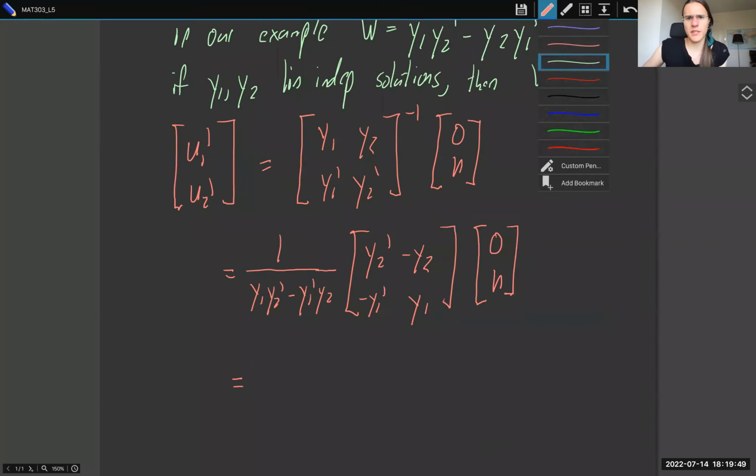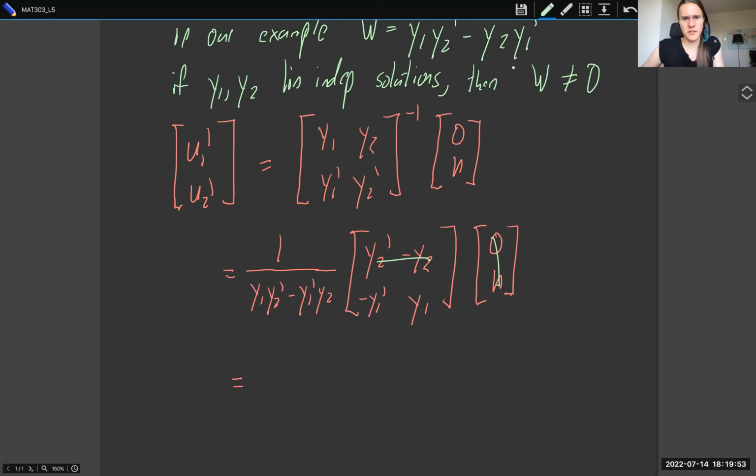And as a consequence, we multiply this by this to get the top entry. And so we get 1 over this expression, the Wronskian. And then as this entry, well, we have 0 times this, so that's just 0. And then we have h times this. So it's minus y2 times h. And here we're going to have y1 times h.